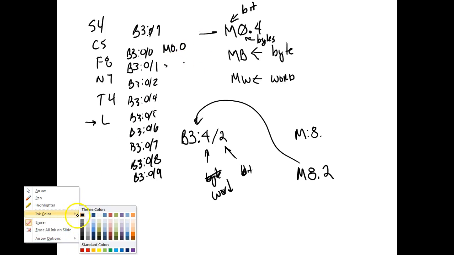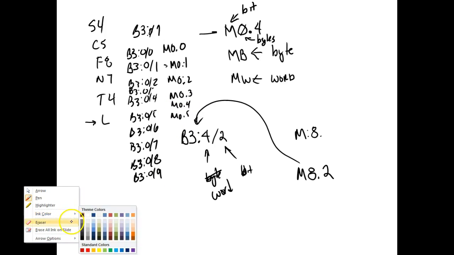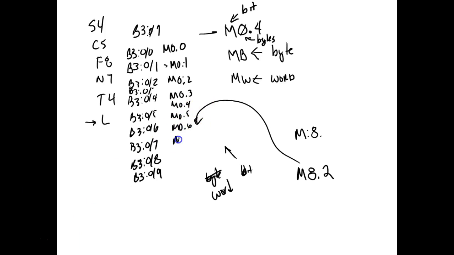Then I would go M0.1, then M0.2, then M0.3, then M0.4, then M0.5, then M0.6, then M0.7. I'm through with M0. That's a byte. There's no such thing as M0.8. Siemens goes in bytes, Allen Bradley goes in words. So my next one I would use M1.0, and my next one M1.1, and go on like that. You understand? Yes or no?